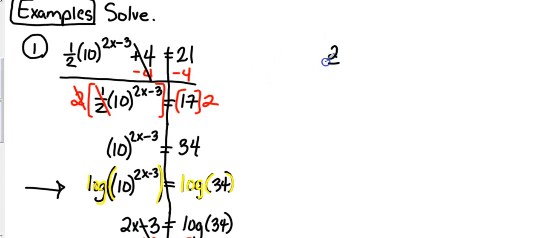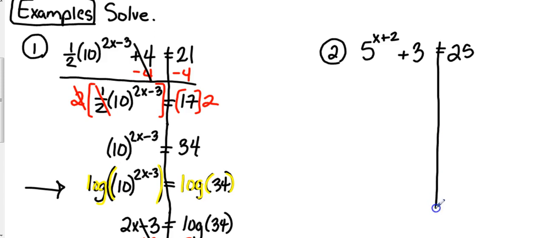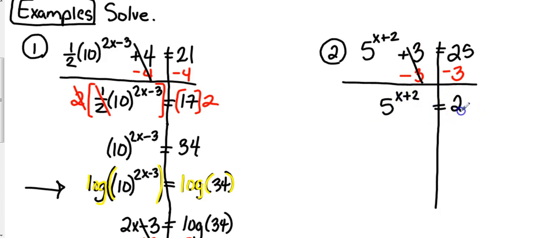Let's work on number 2. Number 2 says 5 to the x plus 2, plus 3 equals 25. Our first priority is to isolate the power or log term. So in this case, my power term is 5 to the x plus 2. So the very first thing I will do is what? What do you think we're going to do first? We are going to subtract that 3 over. So I have 5 to the x plus 2 equals 22.